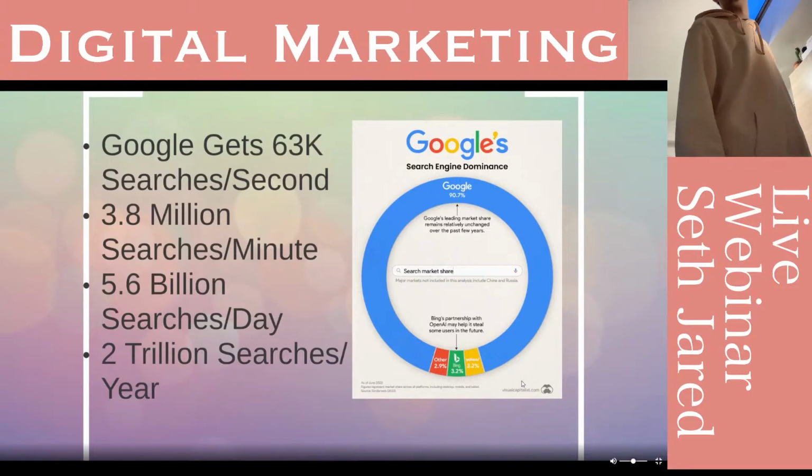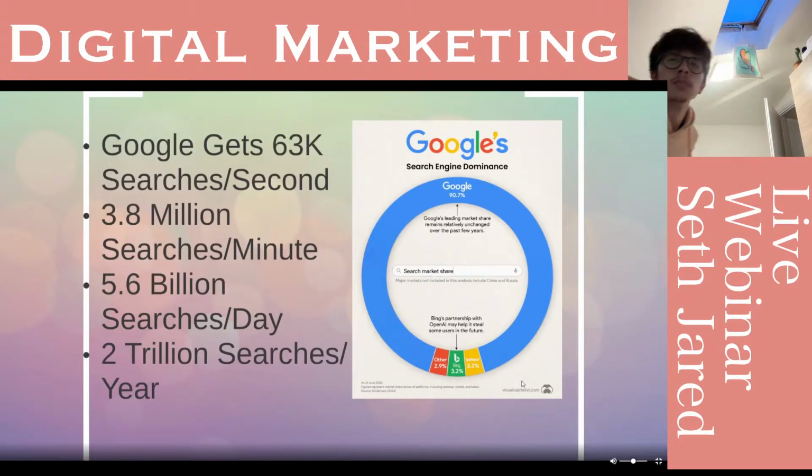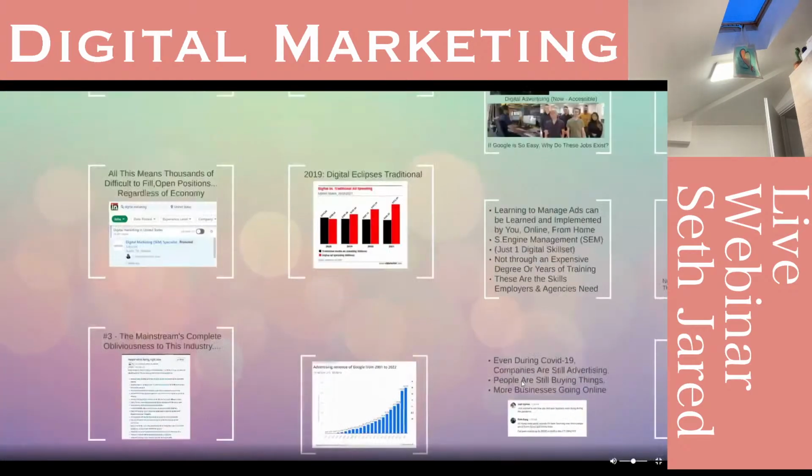Google gets 63,000 searches a second, 3.8 million searches a minute, 5.6 billion searches a day, 2 trillion searches a year. This is incredible. And Google still dominates the search engine market.